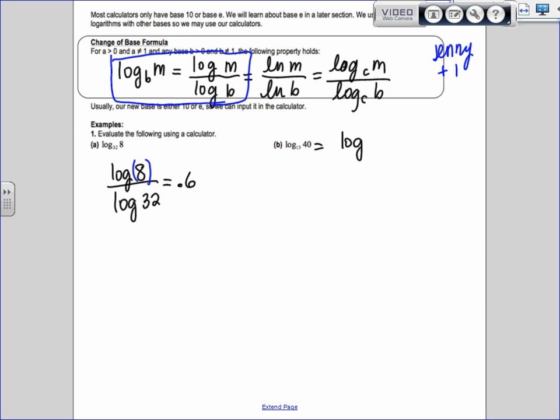So this one's going to be log of 40 divided by log of 15. So when you put this in, what do you guys get? Like 1 point something. Log of 40 divided by log of 15. So 1.362 or 1.363? It would round down to 1.362 because the next digit is 1.